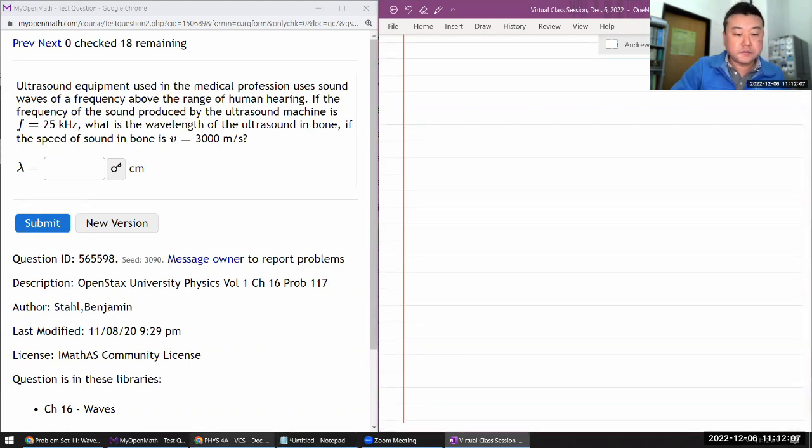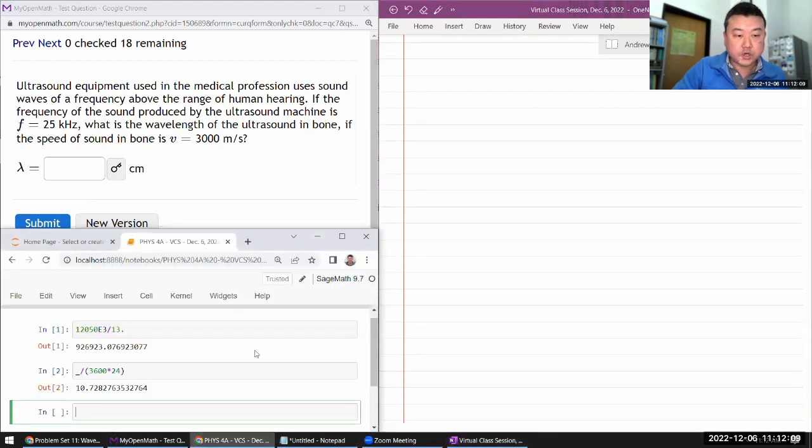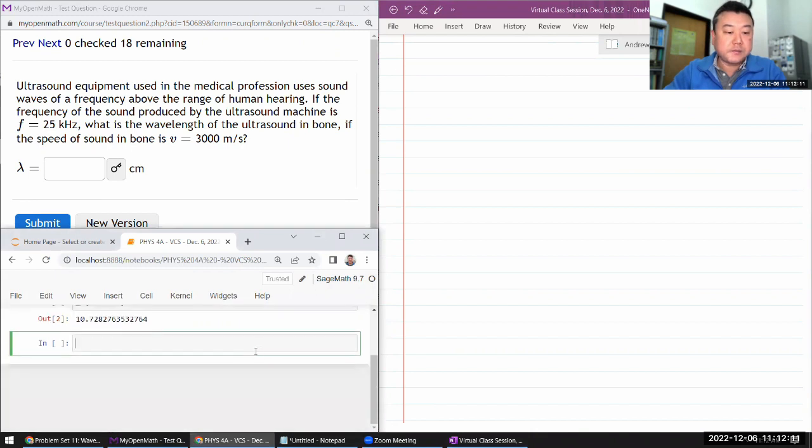It says, ultrasound equipment used in the medical profession uses sound waves of a frequency above the range of human hearing, 20 hertz to 20 kilohertz on the outside range. People my age, I think I can barely hear 13 kilohertz, maybe. Younger people can hear higher.